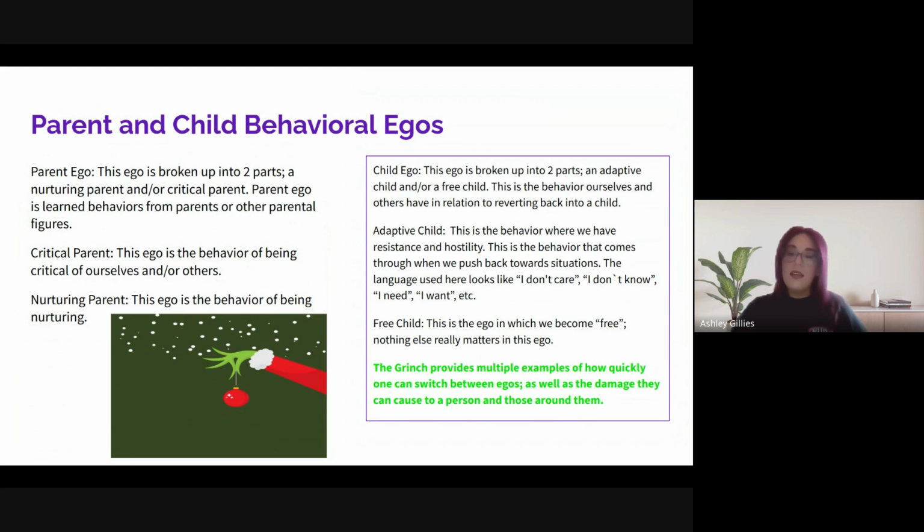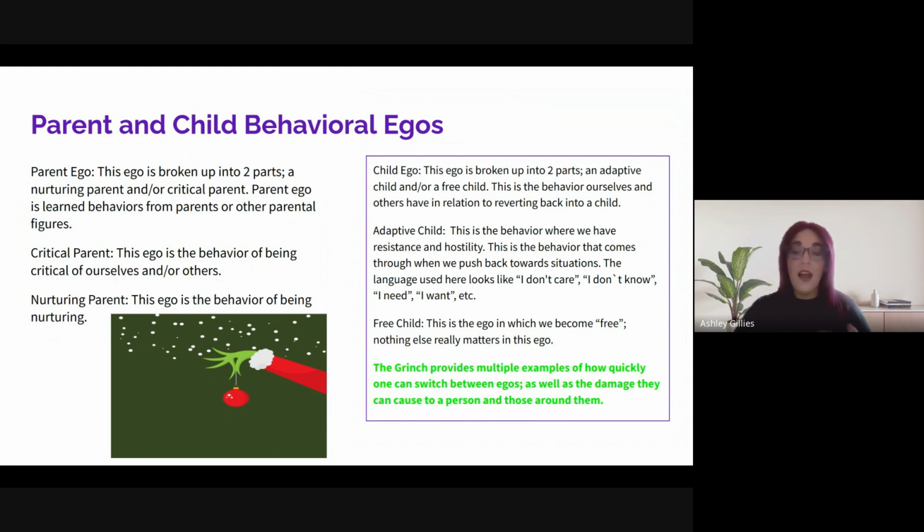So let's go to the Grinch and look at some of those examples so you can better see it. And then I'm also going to give you some examples when we get into the adult ego of how these can creep in a little bit. So in The Grinch, this movie provides so many examples of behavioral egos. I always challenge my clients after this lesson to watch this movie. Some people come in and they're like, I've seen that movie a million times. I got it. It's fine. And then when we dive into it, they're like, oh, I don't remember that part. So please go watch this movie.